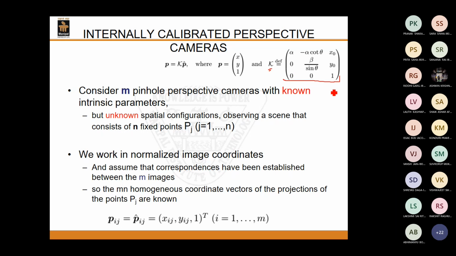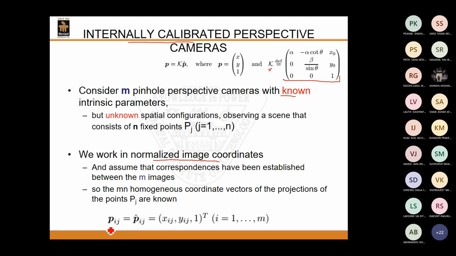Now we discussed that there are 3 different cases, right? The first case is the internally calibrated perspective cameras, and we saw that it is basically a Euclidean reconstruction which is obtained. Now here, since it is internally calibrated, what that means is that the intrinsic parameters are known to us. So since the intrinsic parameters are known to us, we work with the normalized image coordinates, right?